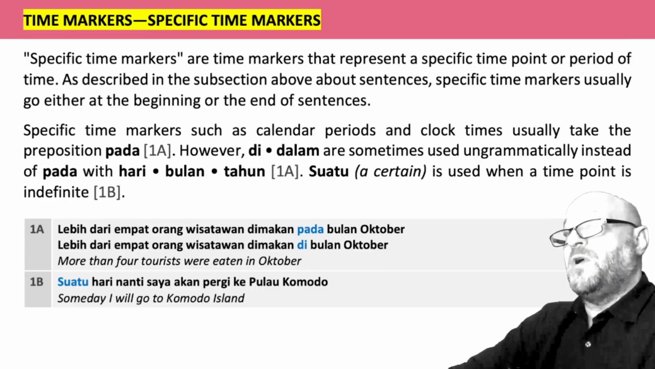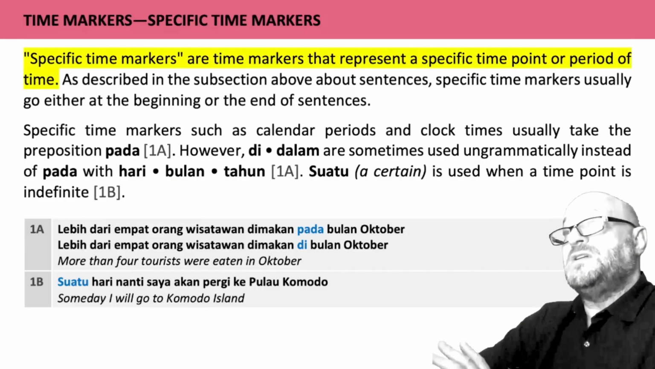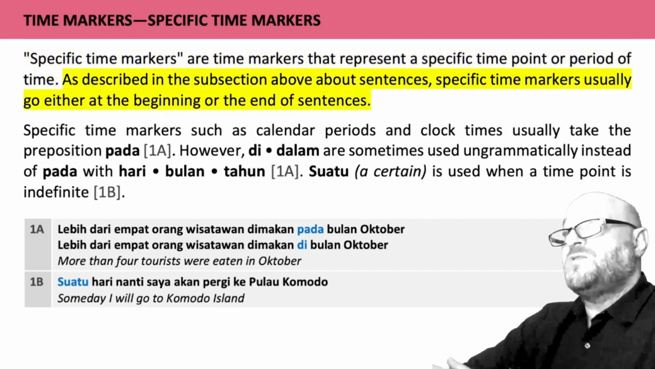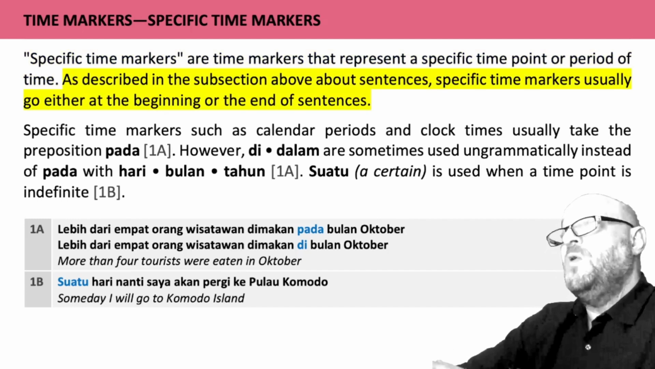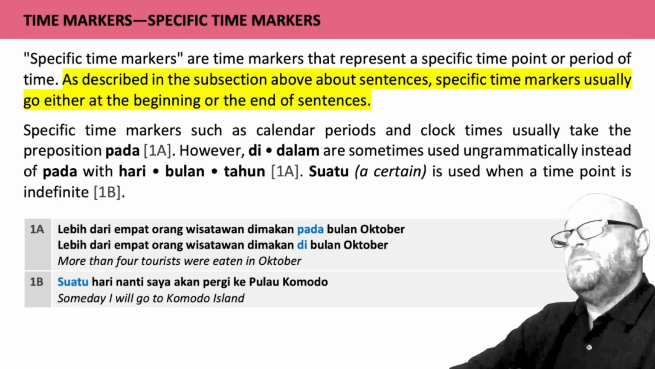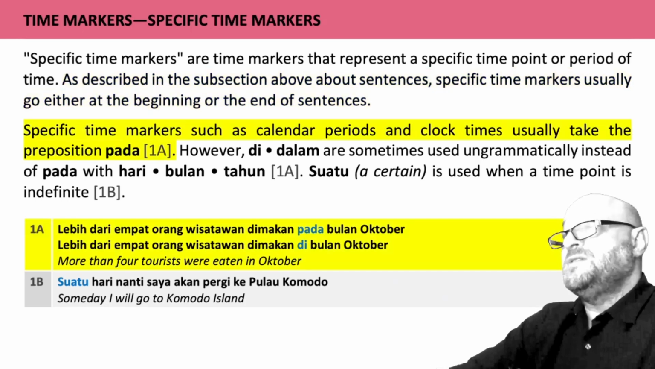Specific time markers. Specific time markers are time markers that represent a specific time point or period of time. As described in the subsection above about sentences, specific time markers usually go either at the beginning or the end of sentences. Specific time markers such as calendar periods and clock times usually take the preposition pada.